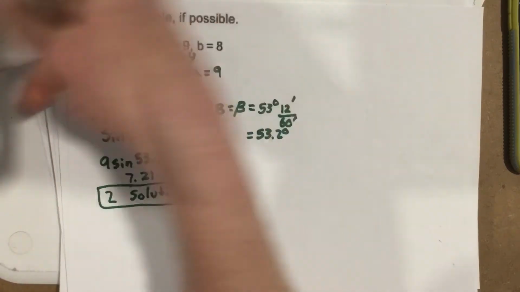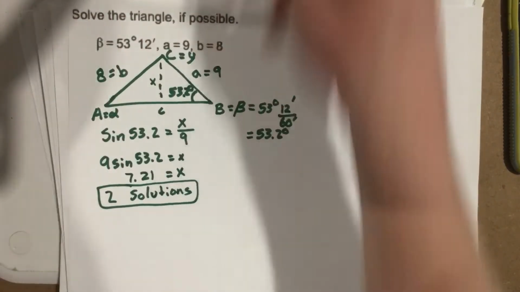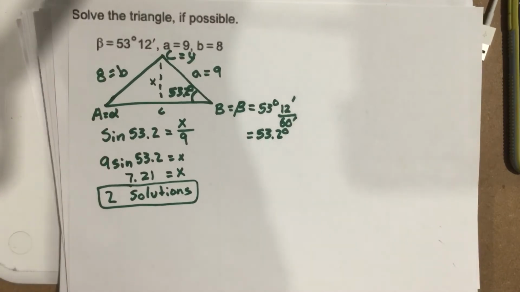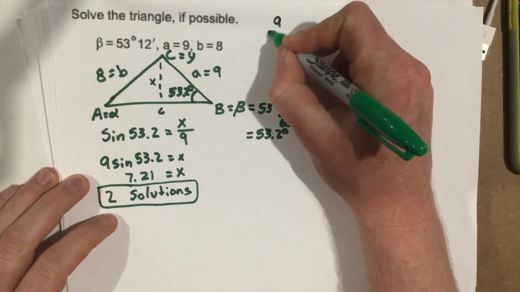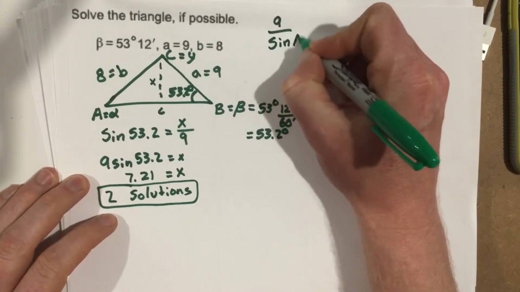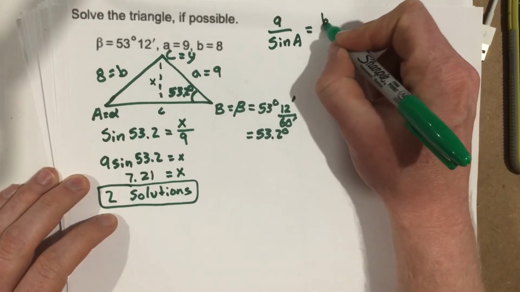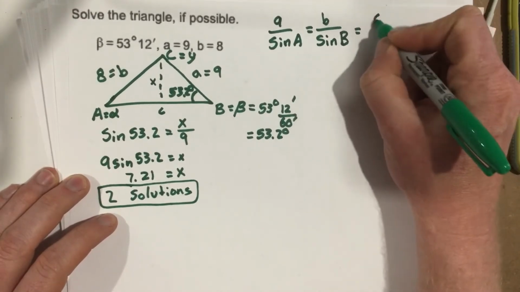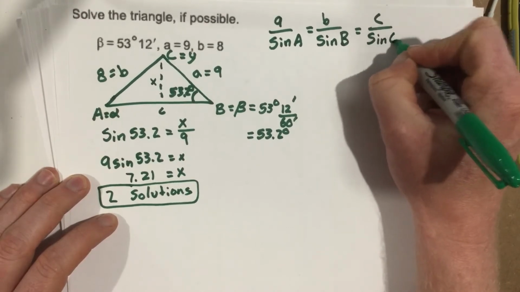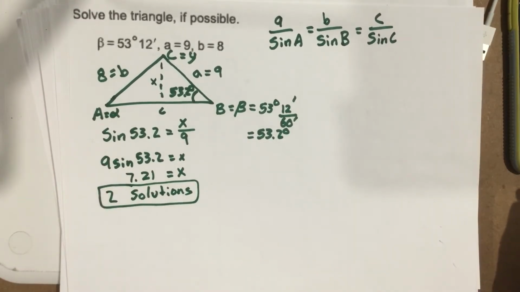And we know the law of sines is equal to A over sine A equals B over sine B equals C over sine C. Okay, we know that to be true. That's the law of sines.